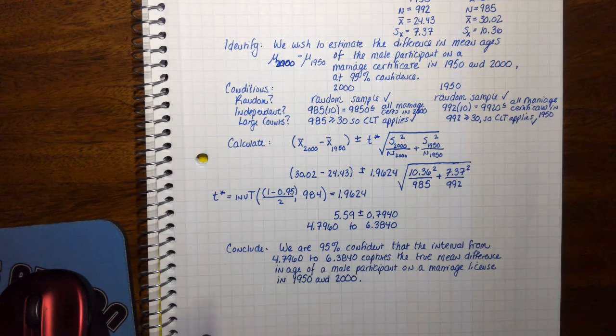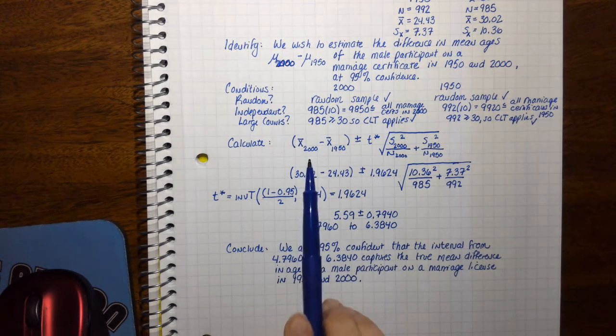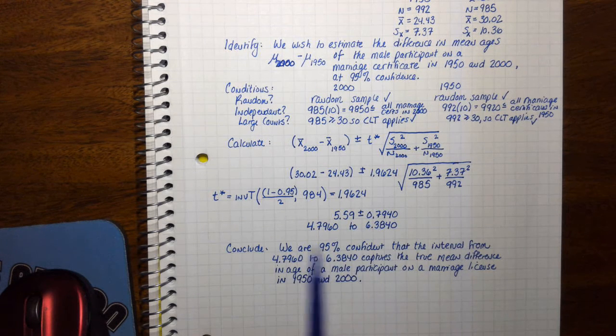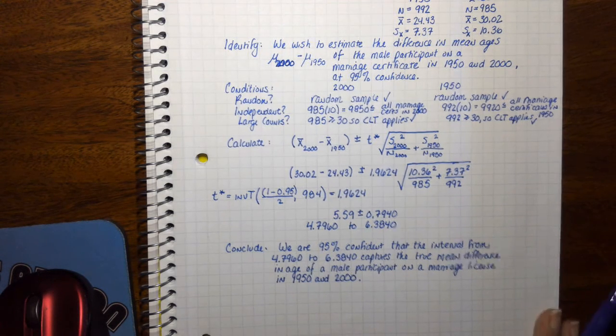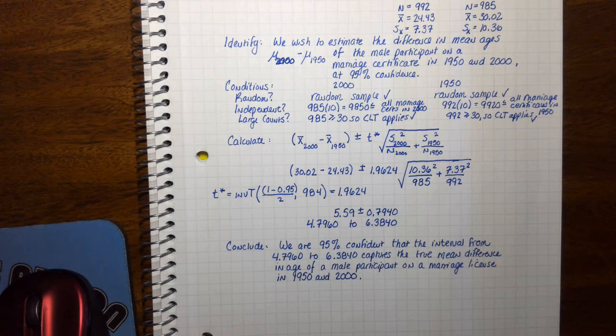You would have just gotten these same numbers but negative if you had done 1950 minus 2000, and the important thing here is that 0 is not in the interval, which means that this is statistically significant, and that it's clear that men were anywhere from 4.7960 to 6.3840 years older in 2000. And that did not just happen by chance.